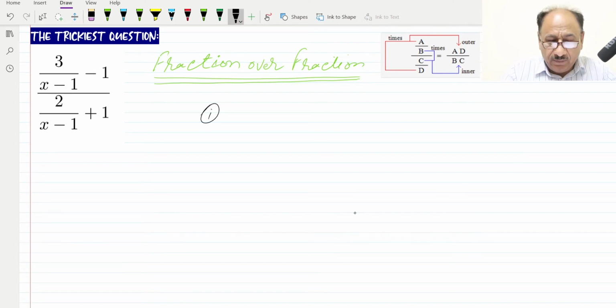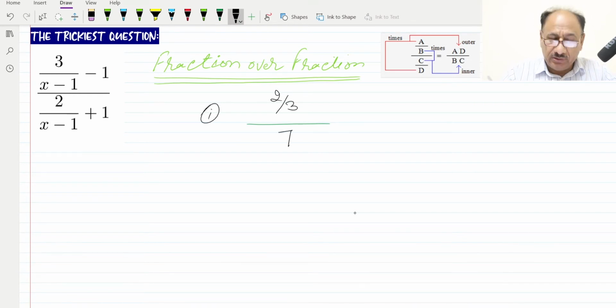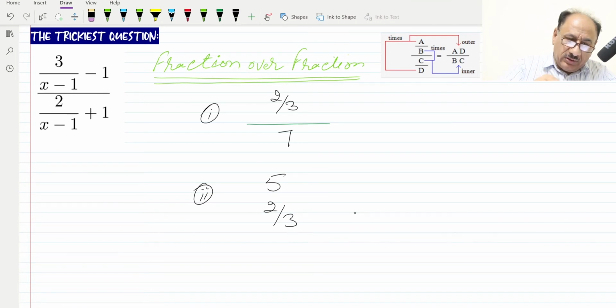One situation is where we have a fraction, for example 2 over 3, in the numerator, and there is a main fraction, and there is a number like 7 in the denominator. We can also face a situation where we have 5 as the numerator and 2 over 3 as the denominator. So the fraction is in the denominator and this one is the main fraction.